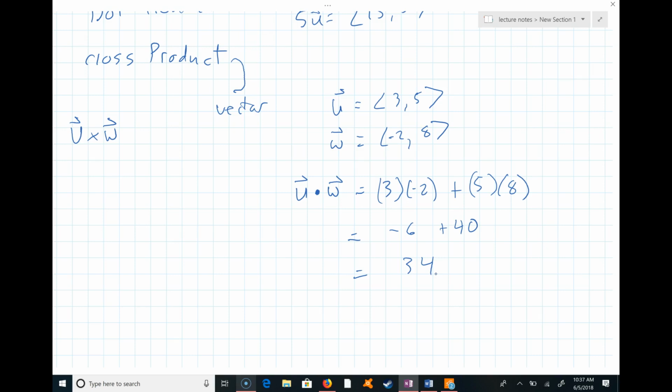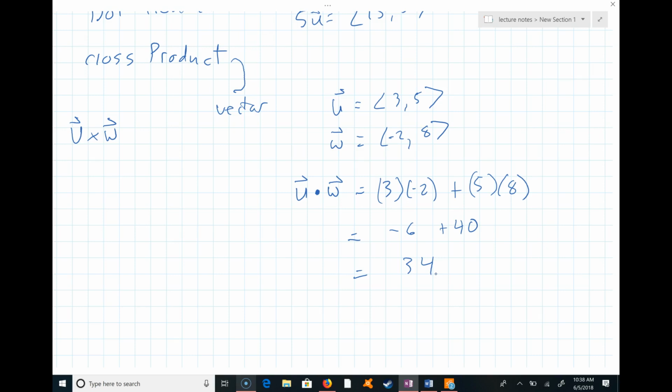It is a lot simpler than cross product. The cross product actually involves matrices and finding the determinant of a matrix, several determinants. No, we're not going to touch matrices. Okay, so why do we care about the dot product?